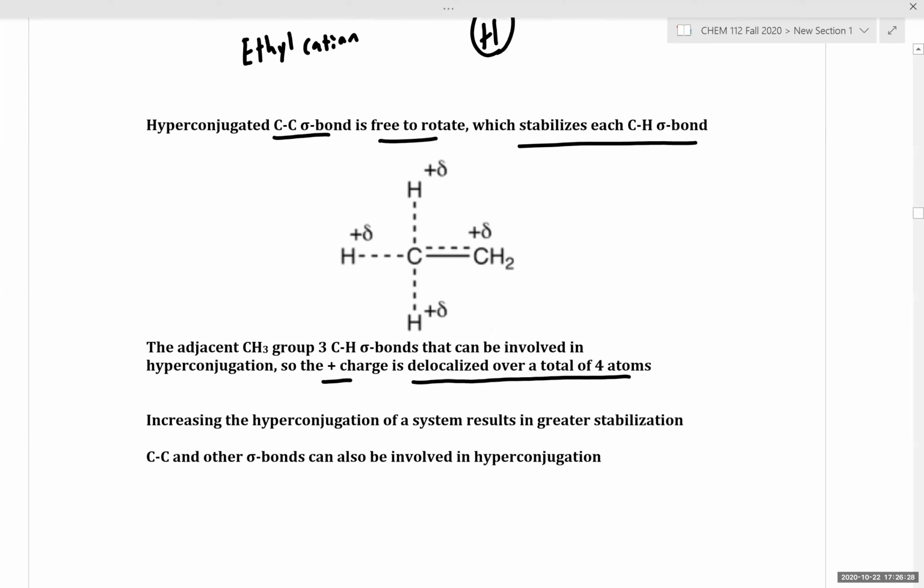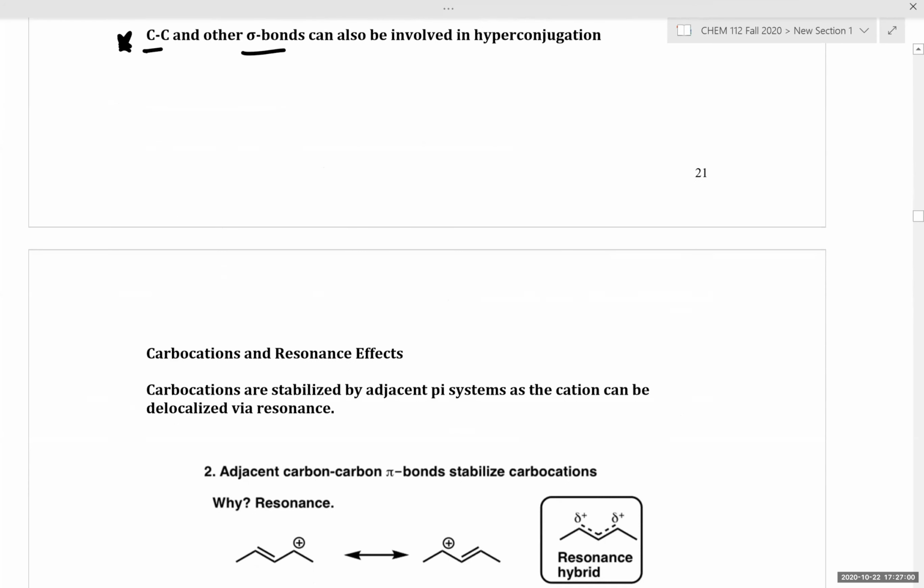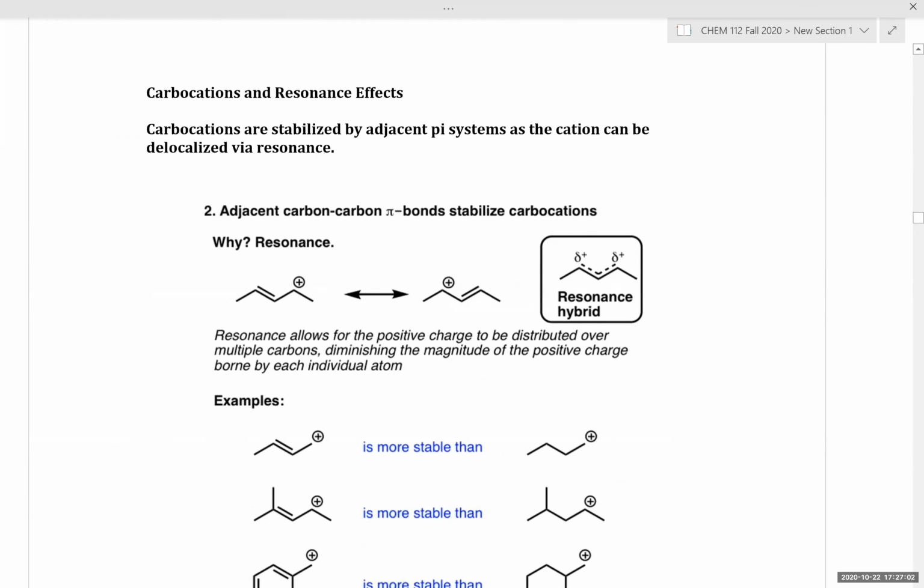Now, again, I can't stress this enough. This doesn't just work for carbon-hydrogen bonds. It can also work for carbon-carbon and other sigma bonds. So does everyone have a bit more of a clear grasp on how to think about hyperconjugation and what's actually occurring, and the factors necessary for hyperconjugation to occur? Perfect, perfect. So let's talk about resonance effects now.